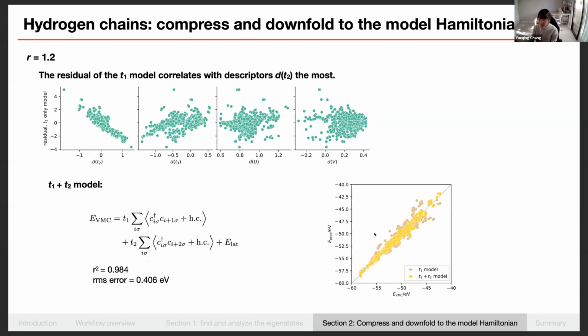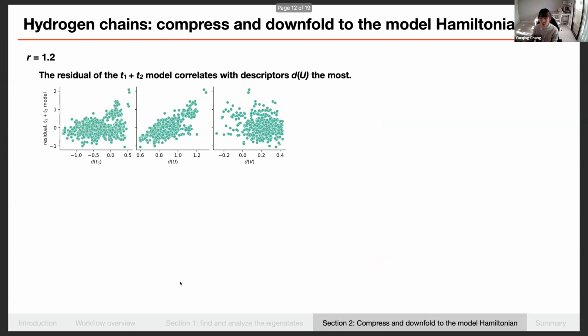Now we can see that all these data points begin to come closer to this line. It's a sign that the model is a better fit compared with the T1-only model, and R square is also improved with a smaller root mean square error. We can move on to improve this model more. So we look at the residual of the T1 plus T2 model and see how it correlates with the rest of the descriptors. We see that it correlates the most with the descriptor of U.